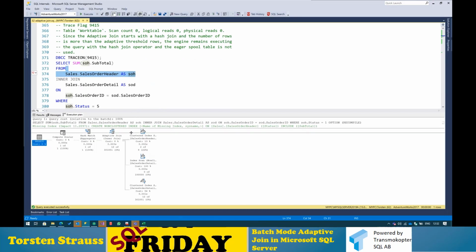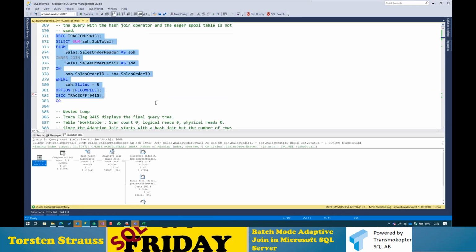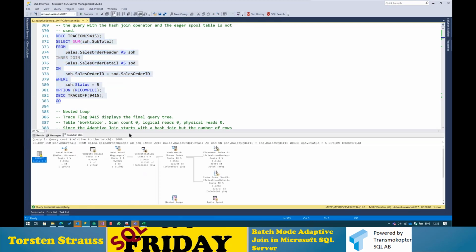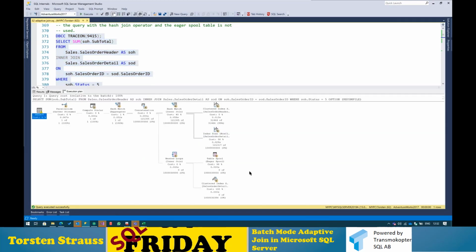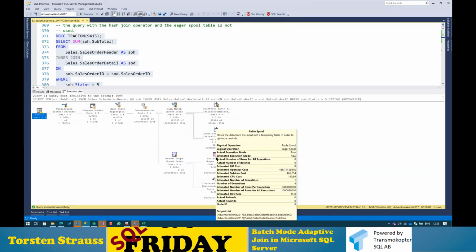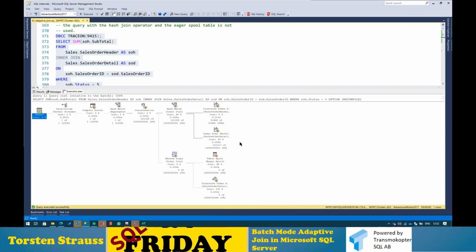There is one specific trace flag which you can use in order to understand how the adaptive join works, which is trace flag 9415. This time there is no adaptive join anymore, but instead we see the physical implementation of the adaptive join. It is worth noting that we have a table spool here. The table spool is there to avoid that the same table, which is the probe table, has to be scanned two times, because SQL Server decided to switch from a hash join to a nested loop operator.